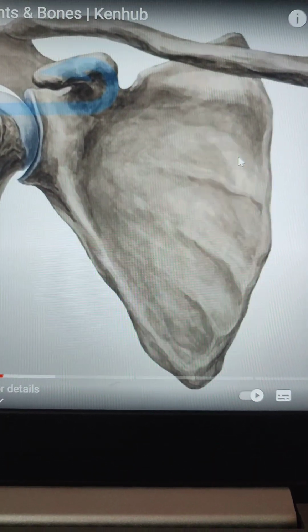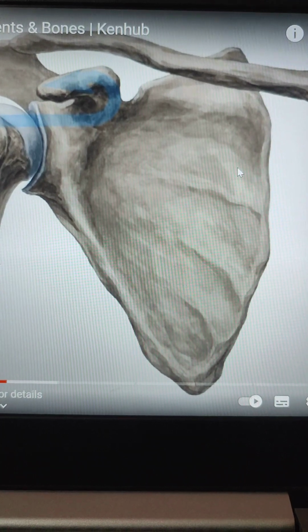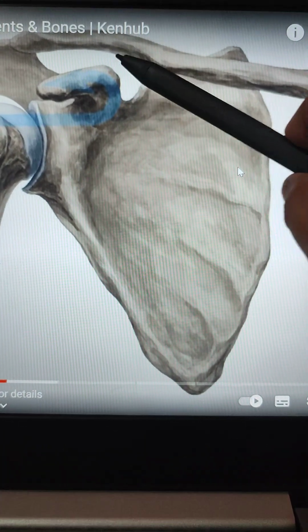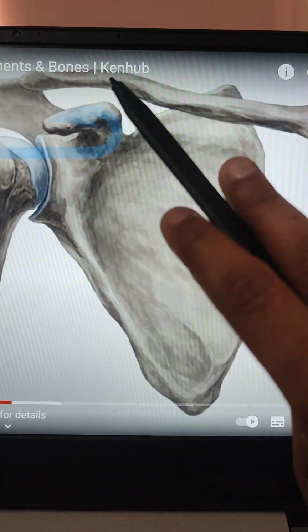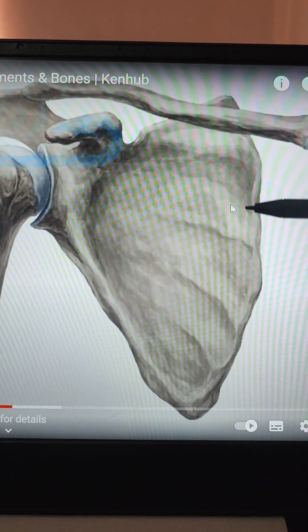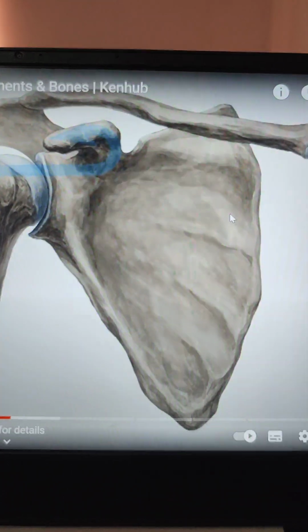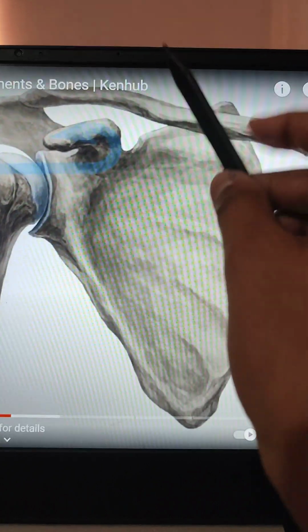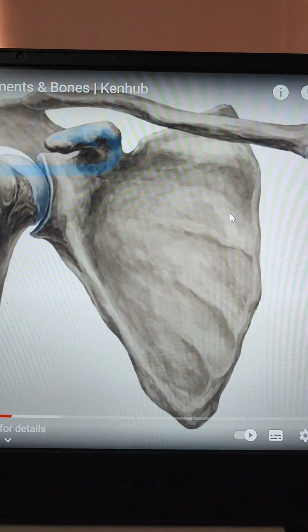Now see. First of all, we have to remember that the scapula contains three borders, I'm sorry. As it is somewhat triangular, it contains three borders. You can see here, this is our medial border, this is our lateral border, this is our superior border, which contains a feature called the suprascapular notch.